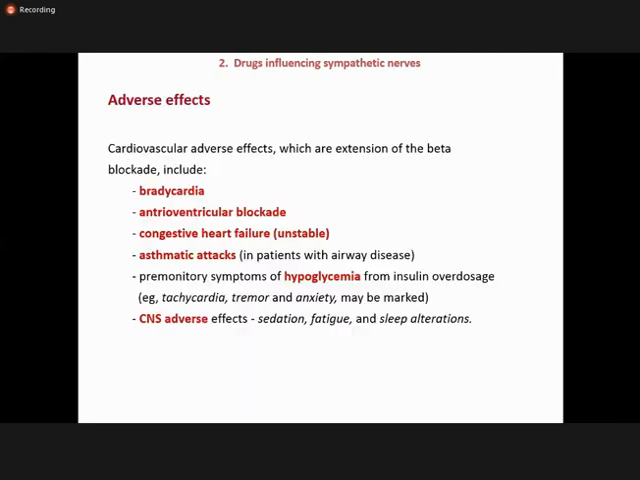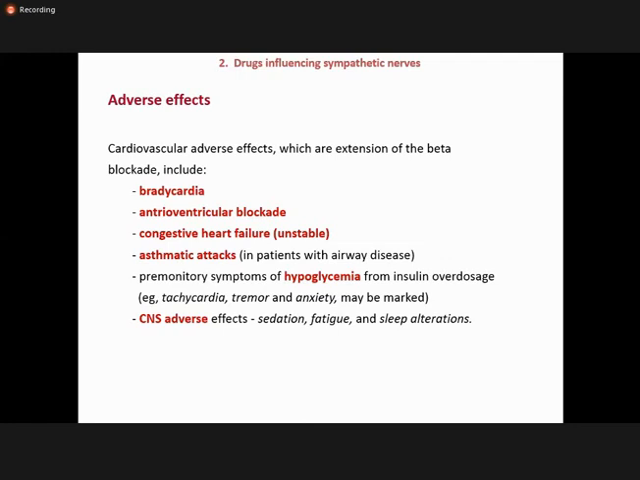Adverse effects, cardiovascular effects which are an extension of beta blockade, include the following. Normally beta 1 receptor stimulation will lead to increased heart rate, tachycardia, so blocking it has the opposite effect. When we block this receptor, it may cause bradycardia, atrioventricular blockade, congestive heart failure, and asthmatic attacks in patients with airway disease. Also, masking of premonitory symptoms of hypoglycemia. This is a very important point.